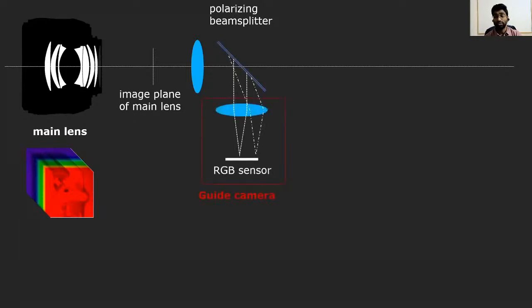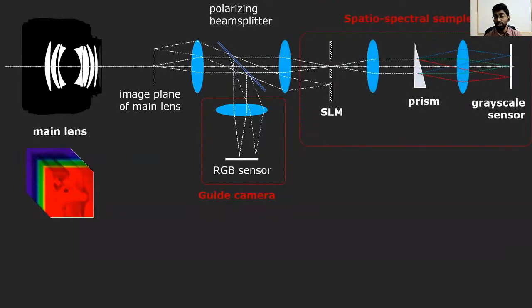Our optical setup consists of two optical paths. The first path includes an RGB camera that captures the color image of the scene. The second path includes a spatio-spectral sampler with a programmable spatial mask that turns every spatial pixel into a horizontal streak of spectrum. The measurement pipeline proceeds as follows.